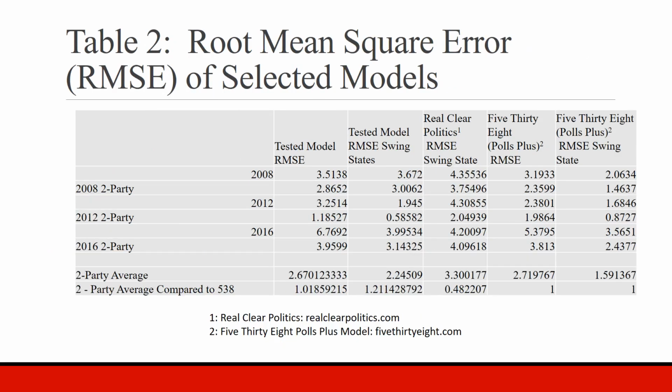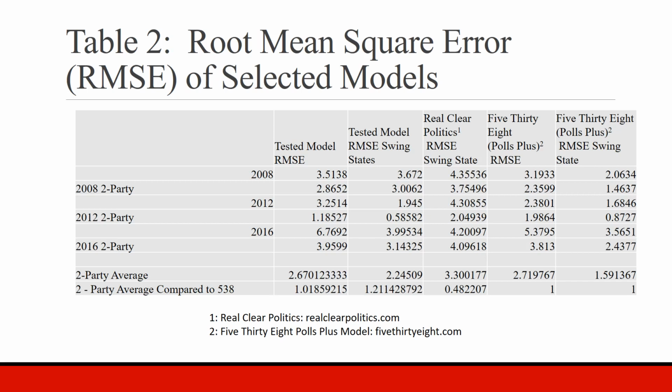Here I have a table comparing the root mean square error of my model, the Real Clear Politics average, and the 538 polls plus model. I looked at both the performance overall and the performance in swing states. I also compared the root mean square error including all candidates and the root mean square error just comparing the 2 major candidates. As you can see, my model was slightly more accurate than the 538 polls plus model at predicting the result for just the 2 major candidates.